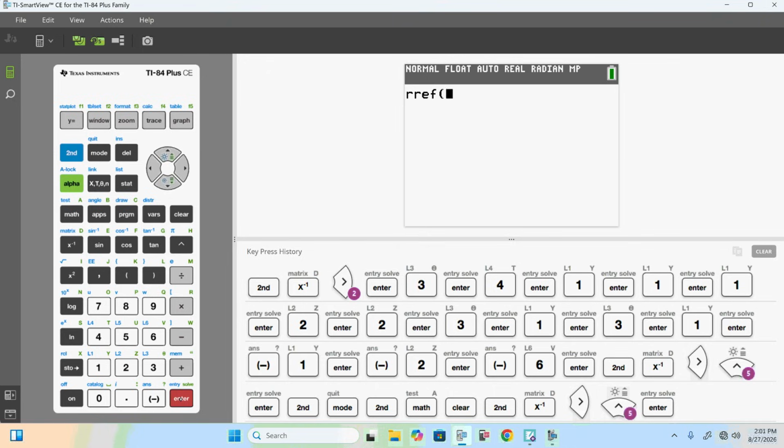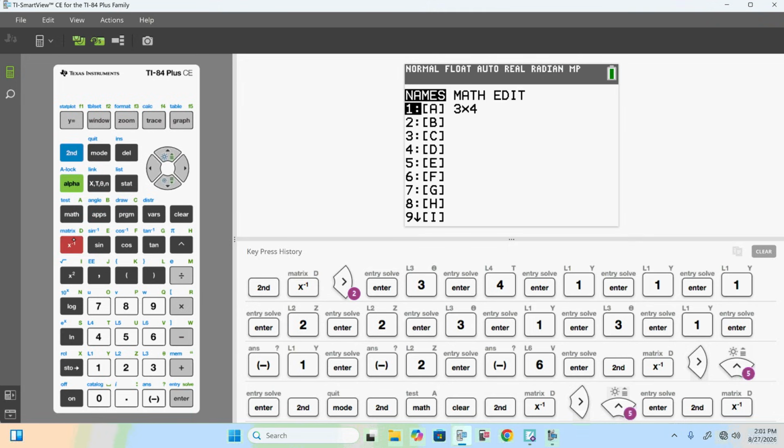Don't press enter, but if we did, it will throw up an error because it's wanting to apply this function, this reduced row echelon form, to a matrix. We have not told it what matrix to apply it to. So it has nothing to apply it to. It's going to freak out. So we need to give it a matrix to apply this to.